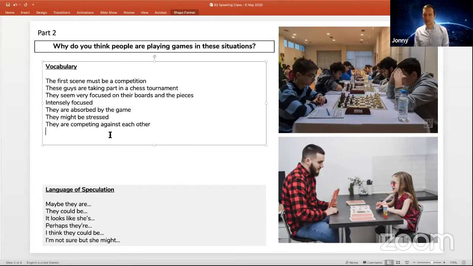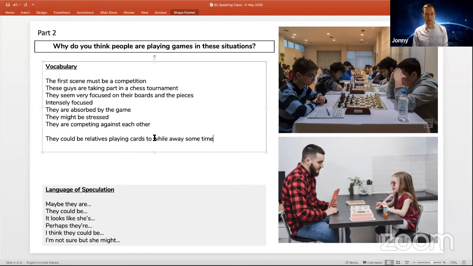Okay, Robert says they might be relatives playing with the cards to while away some time. Yeah, good. They could be relatives. They could be father and daughter. They could be brother and sister. They could be cousins. They could be family. They could be relatives playing cards to while away some time.